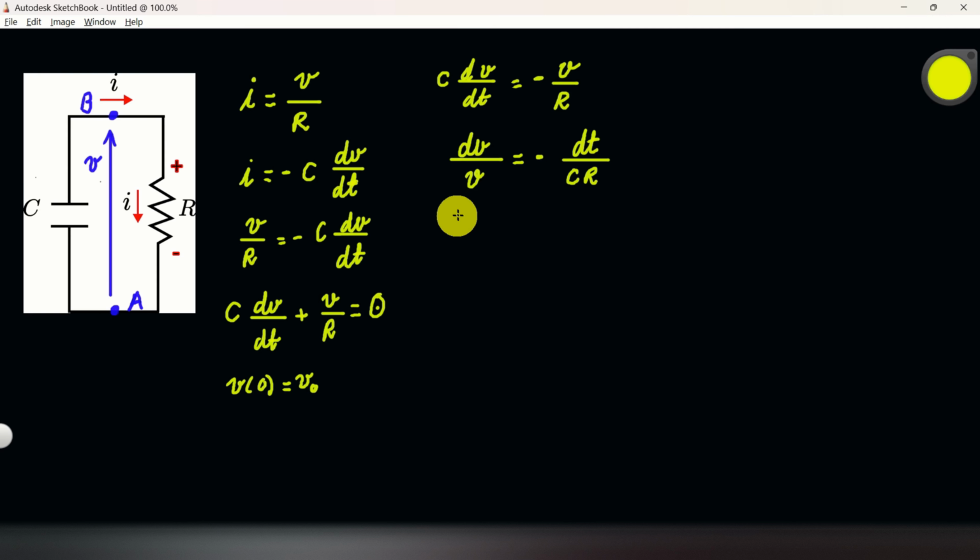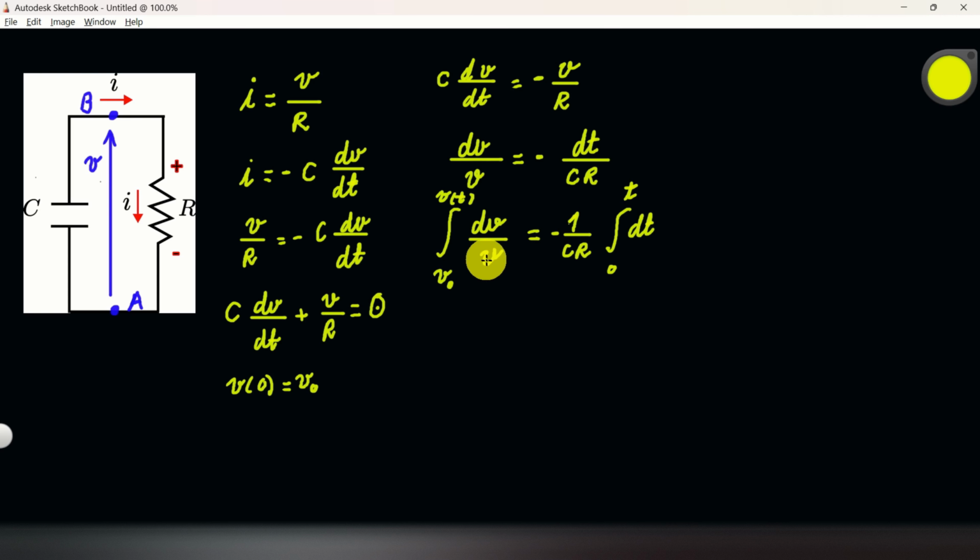Okay. Next, let's integrate this equation. We can write an integral of the left-hand side is equal to the integral of the right-hand side. The constant as well as the minus sign can get out of the integration. So we have 1 over CR, and then over here we have dt. Next, let's substitute the integration bounds. We are integrating from V0 until some V of time, and on the right hand side, we are integrating from 0 to t.